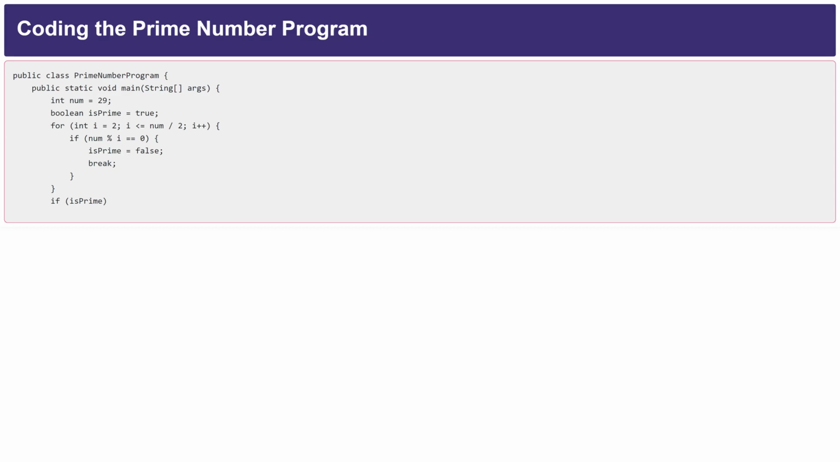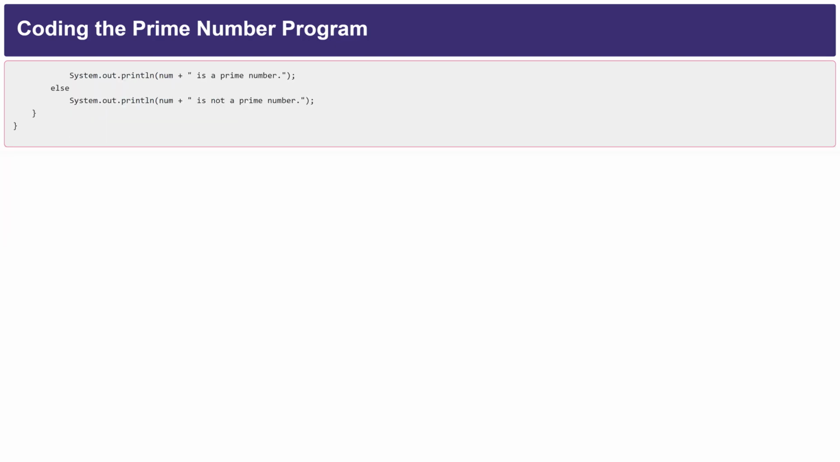Then, it iterates from 2 to half of the num value and checks if num is divisible by any number using the modulus operator. If num is divisible, it sets isPrime to false and breaks the loop. Finally, it checks the value of isPrime and prints the corresponding message. In this code snippet, if the isPrime variable is true, it prints the message "29 is a prime number." Otherwise, it prints the message "29 is not a prime number."